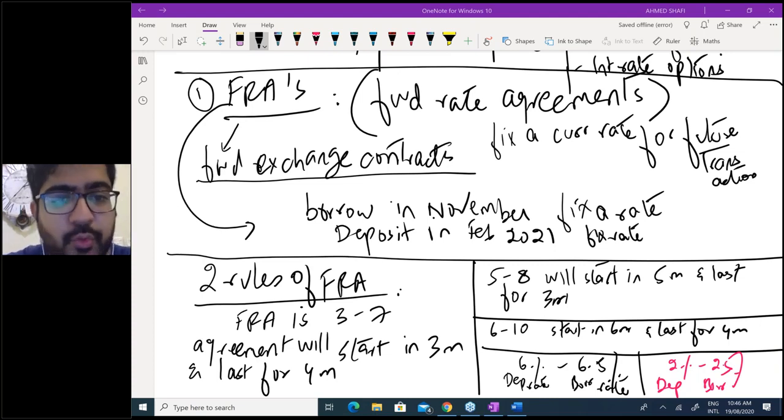Okay, and the first rule: when we say that FRA is 3-7, the first number, 3, is when it will start. The agreement will start in 3 months. And the gap shows for how long it will last. It will last for 4 months. Similarly, if the agreement is 5-8, the first number, 5, means it will start in 5 months and last for the gap. What is the gap? 3 months. Similarly, if the agreement is 6-10, it starts in 6 months and lasts for the gap, 4 months. Okay.